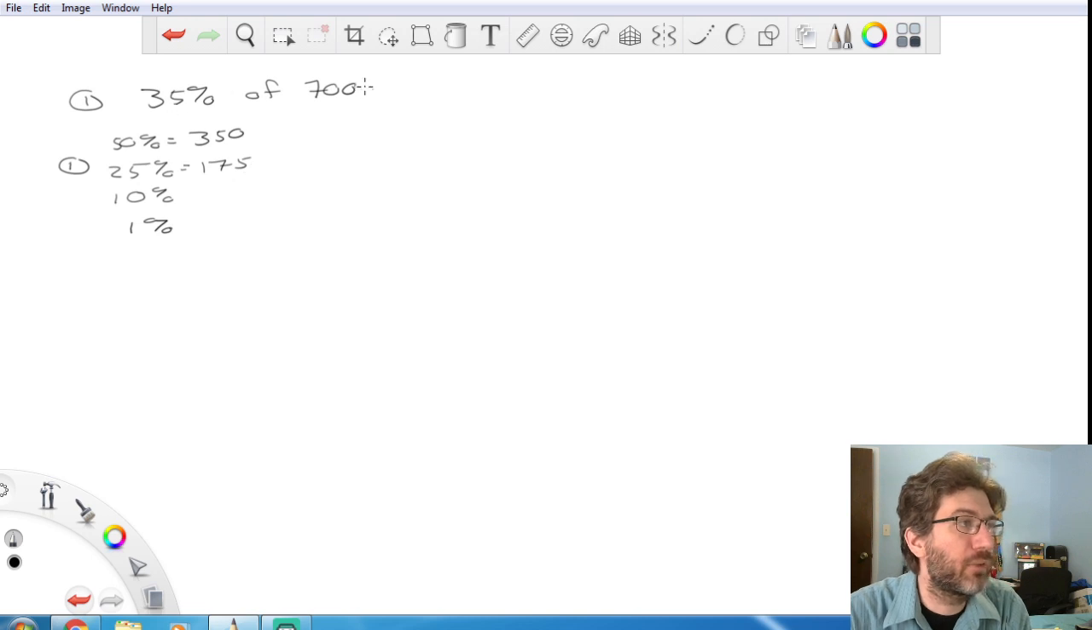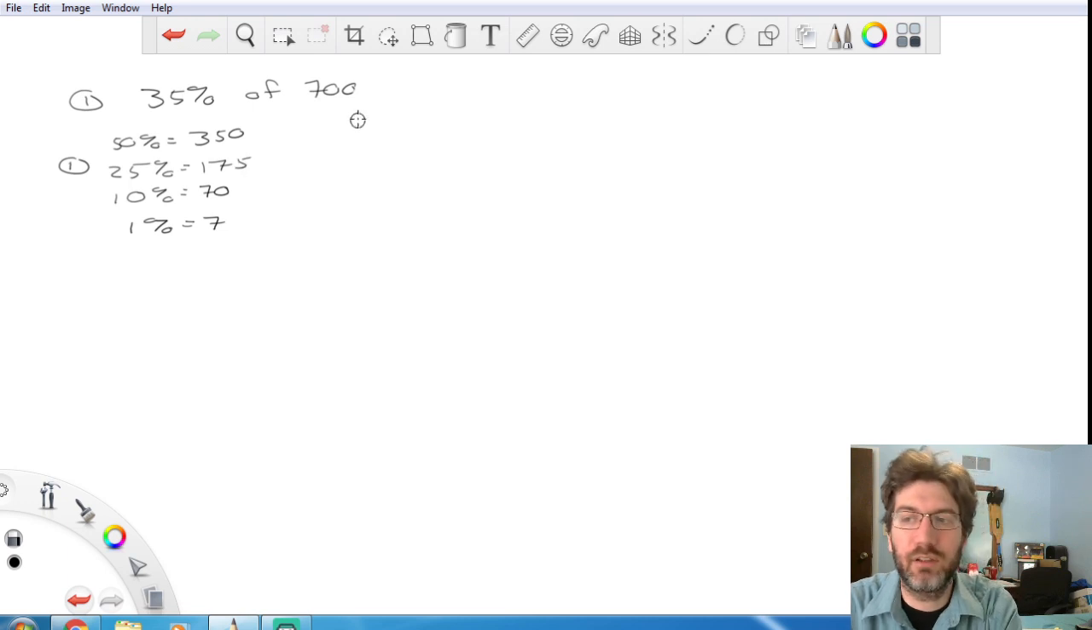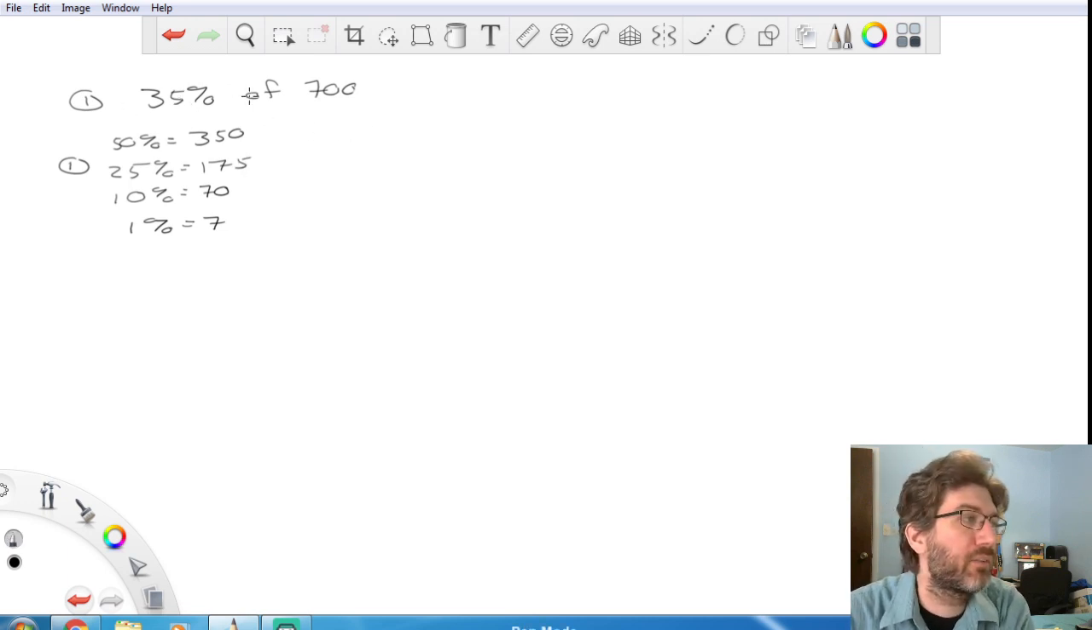10% you find by just moving your decimal point one place, so one place would give me 70. 1% you find by moving your decimal point two places, which will give me 7. And then you play with these to get 35. So what can I add here to get to 35?